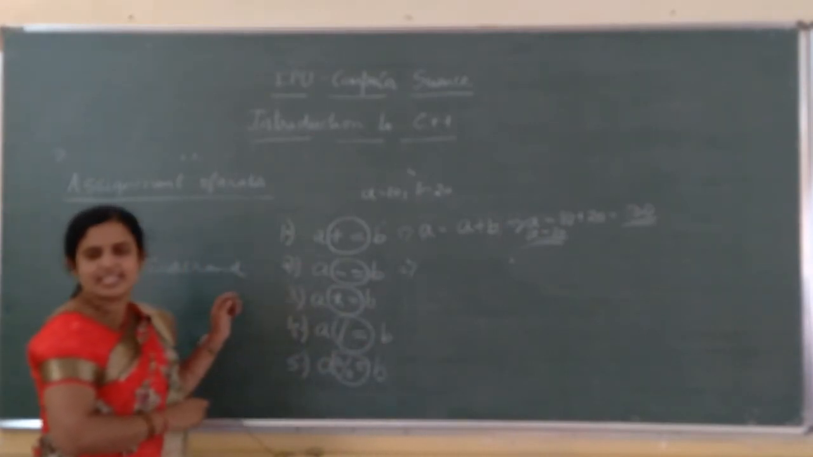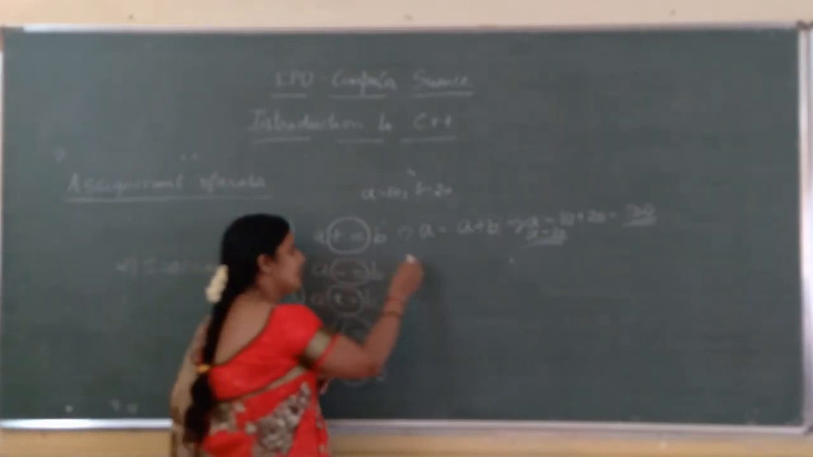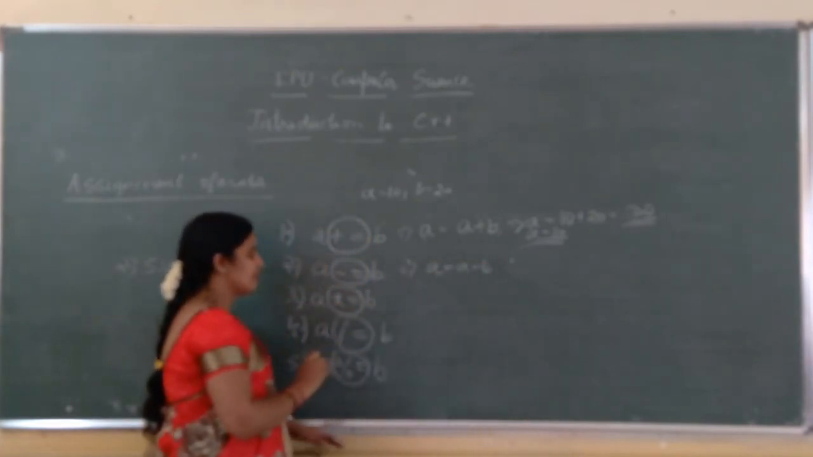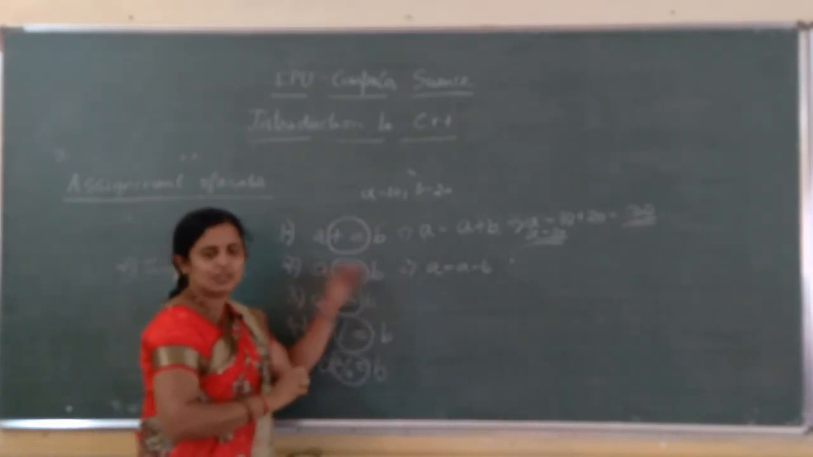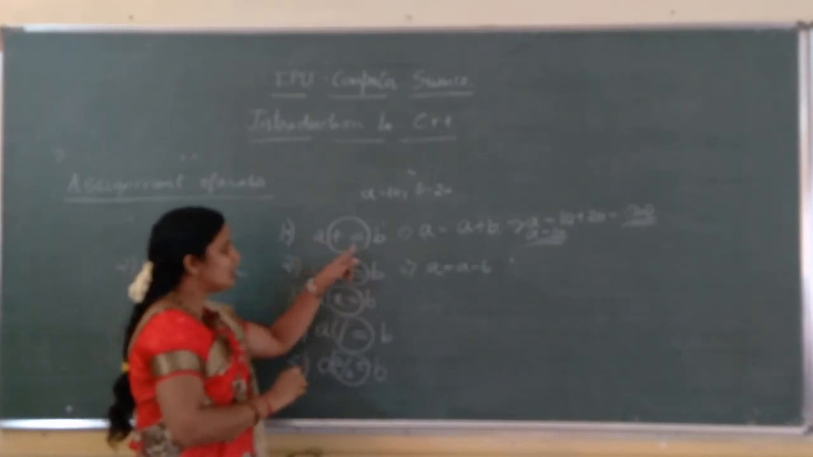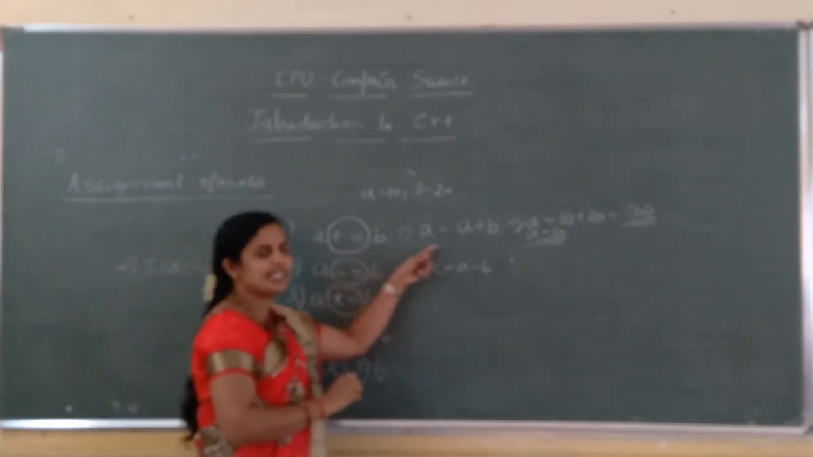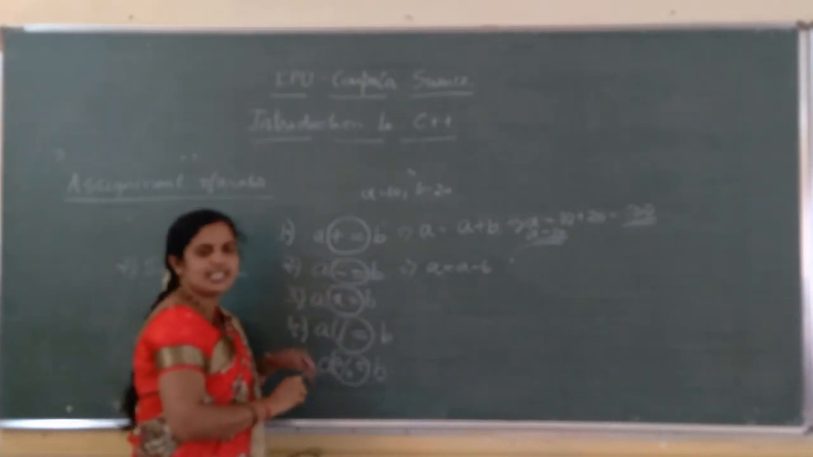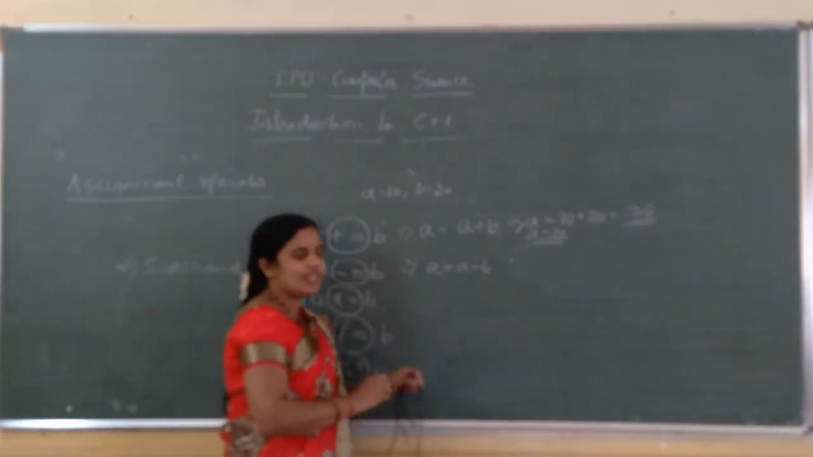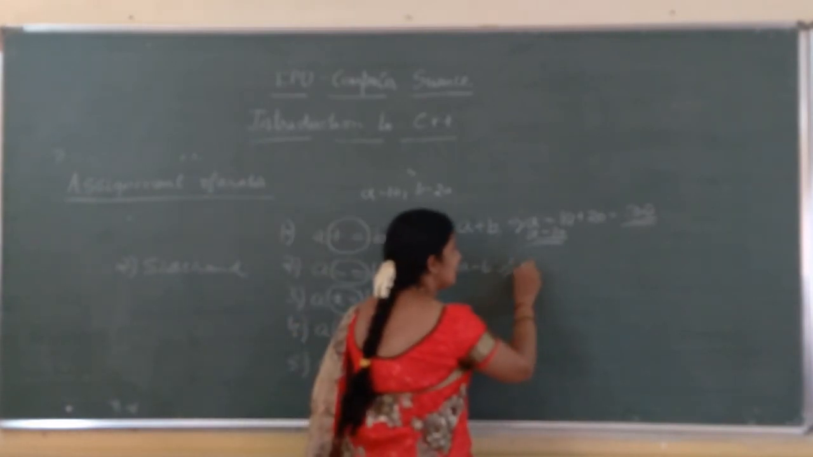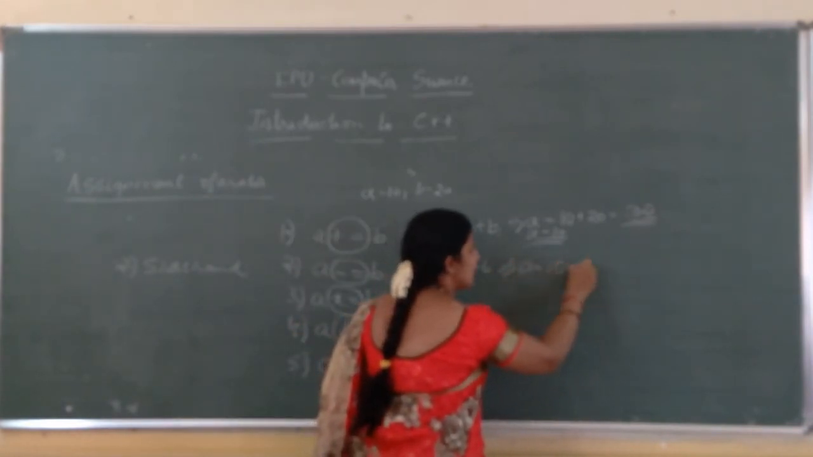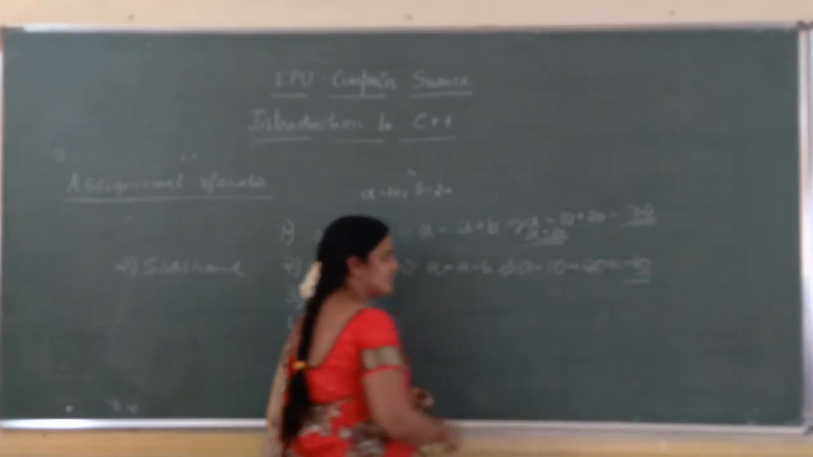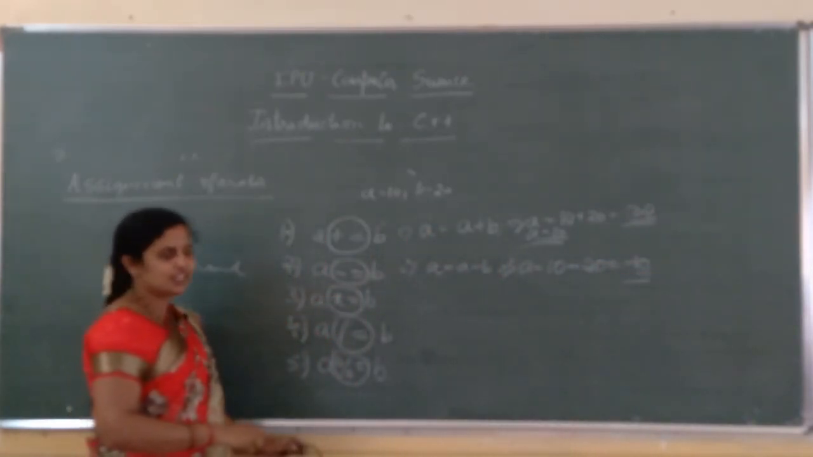What about A minus is equal to B? Here A is equal to A minus B, isn't it? A minus is equal to B means what? Similar to A plus is equal to B. What we have written, A is equal to A plus B, isn't it? Similarly here also, A minus equal to B is equal to A is equal to A minus B. So here what I get? A is equal to A minus B. 10 minus 20 is equal to minus 10. Is it clear? Have you understood?